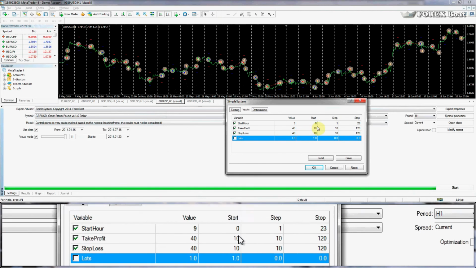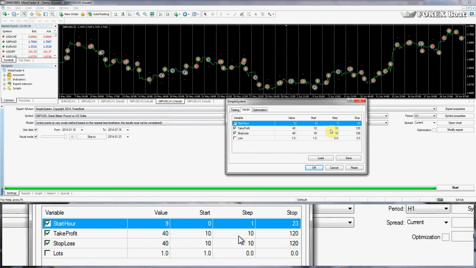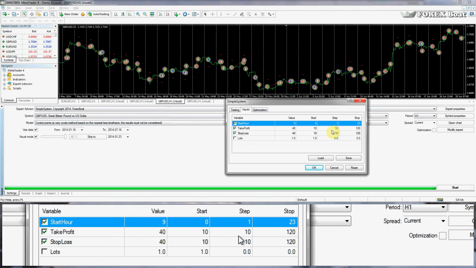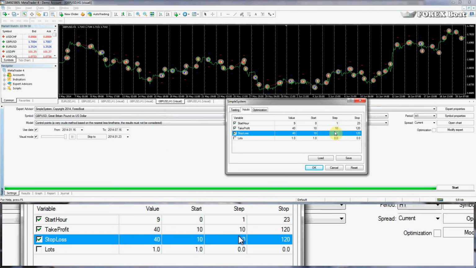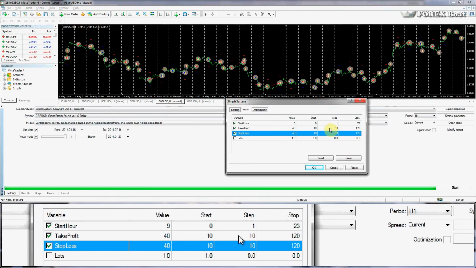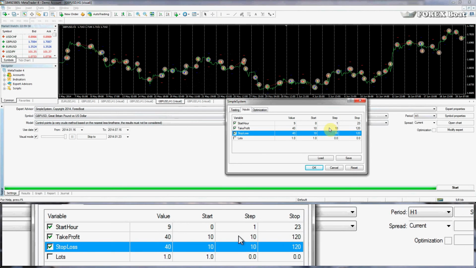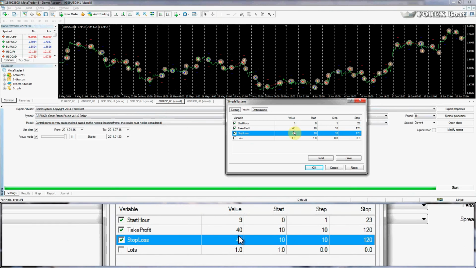So basically, this gives a massive combination of parameters. There's 24 here, 12 here, and 12 here, right? If you multiply all of those, you'll get a massive combination of parameters, but the tester will actually check all of them for us and tell us which is the best one, and that way we'll know which is the best hour, take profit, and stop loss to set.